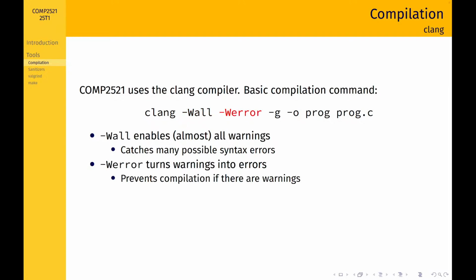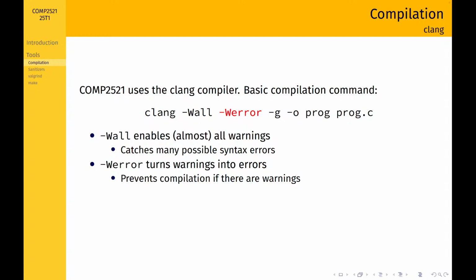Then we've got -Werror. Let me explain what happens if you don't put -Werror. If you don't put -Werror and your program compiles with warnings, it will still compile, and you'll be able to run the program. What -Werror does is it changes the warnings into errors so that your program no longer compiles if it has any warnings. And this is good because warnings generally mean that you've made a mistake in your program. So you don't want to run the program if you know that you've made a mistake.